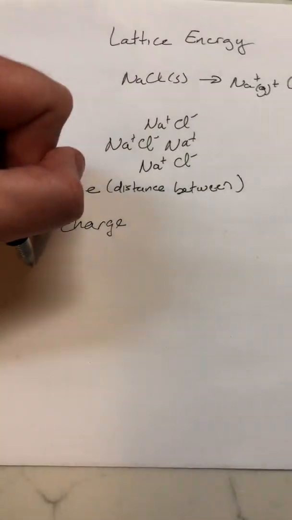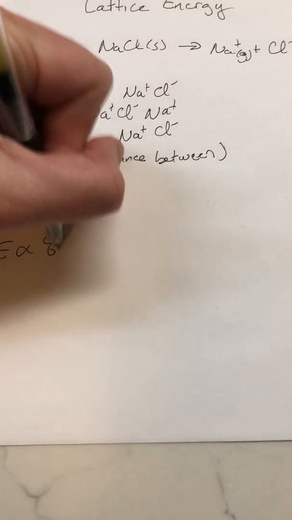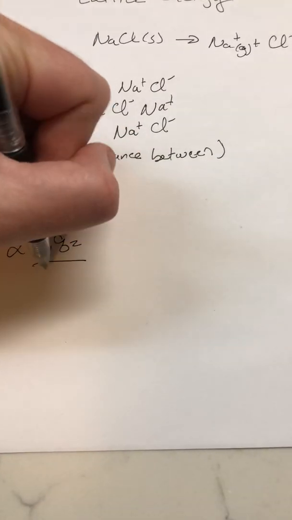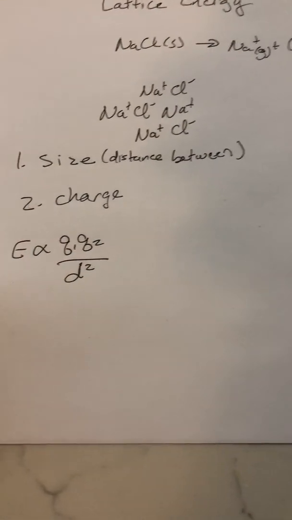And all of this is because of Coulomb's law, which essentially states that energy is proportional to the charge of one thing times the charge of the other thing over the distance squared. Now, we're not worried too much about the squared right now. We're just looking at general principles.